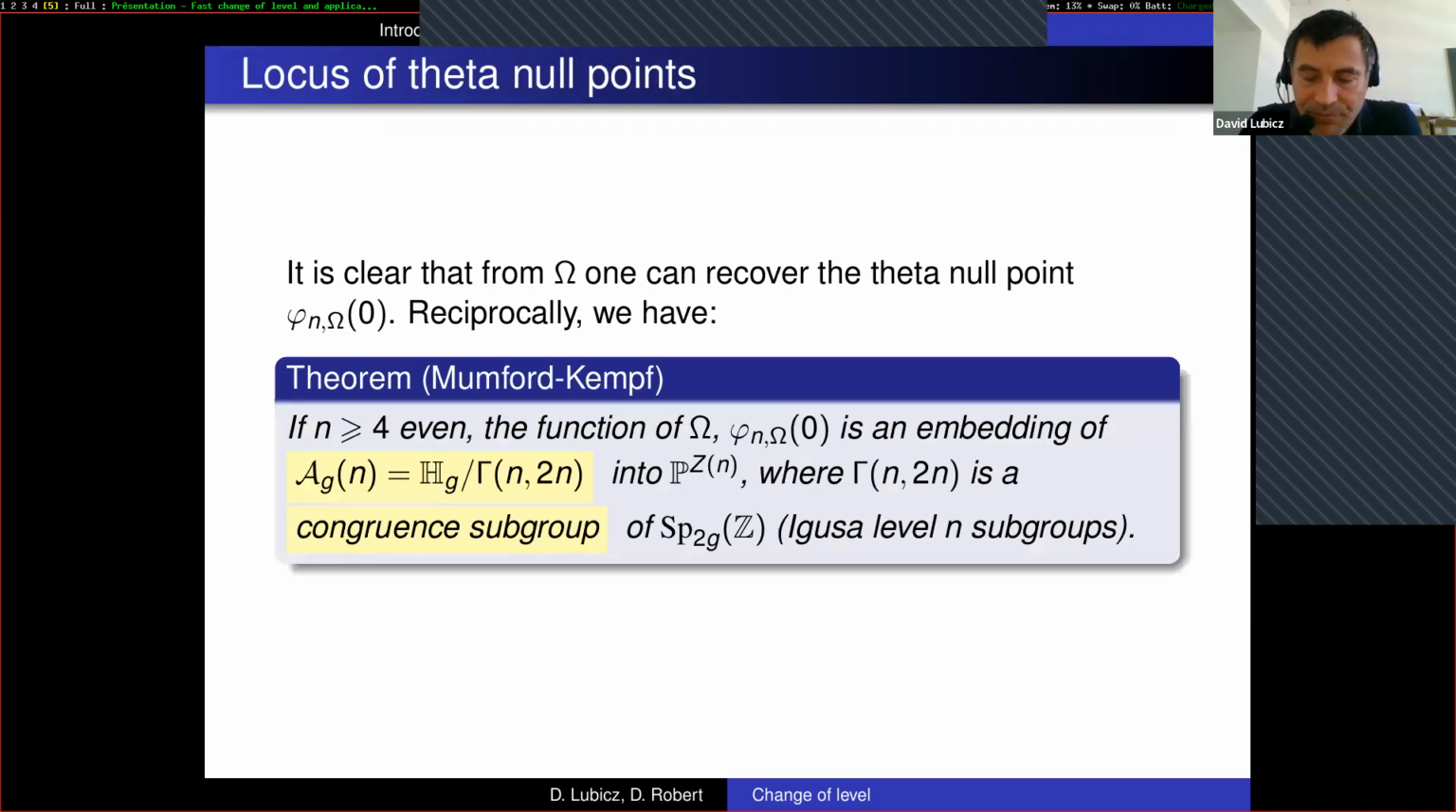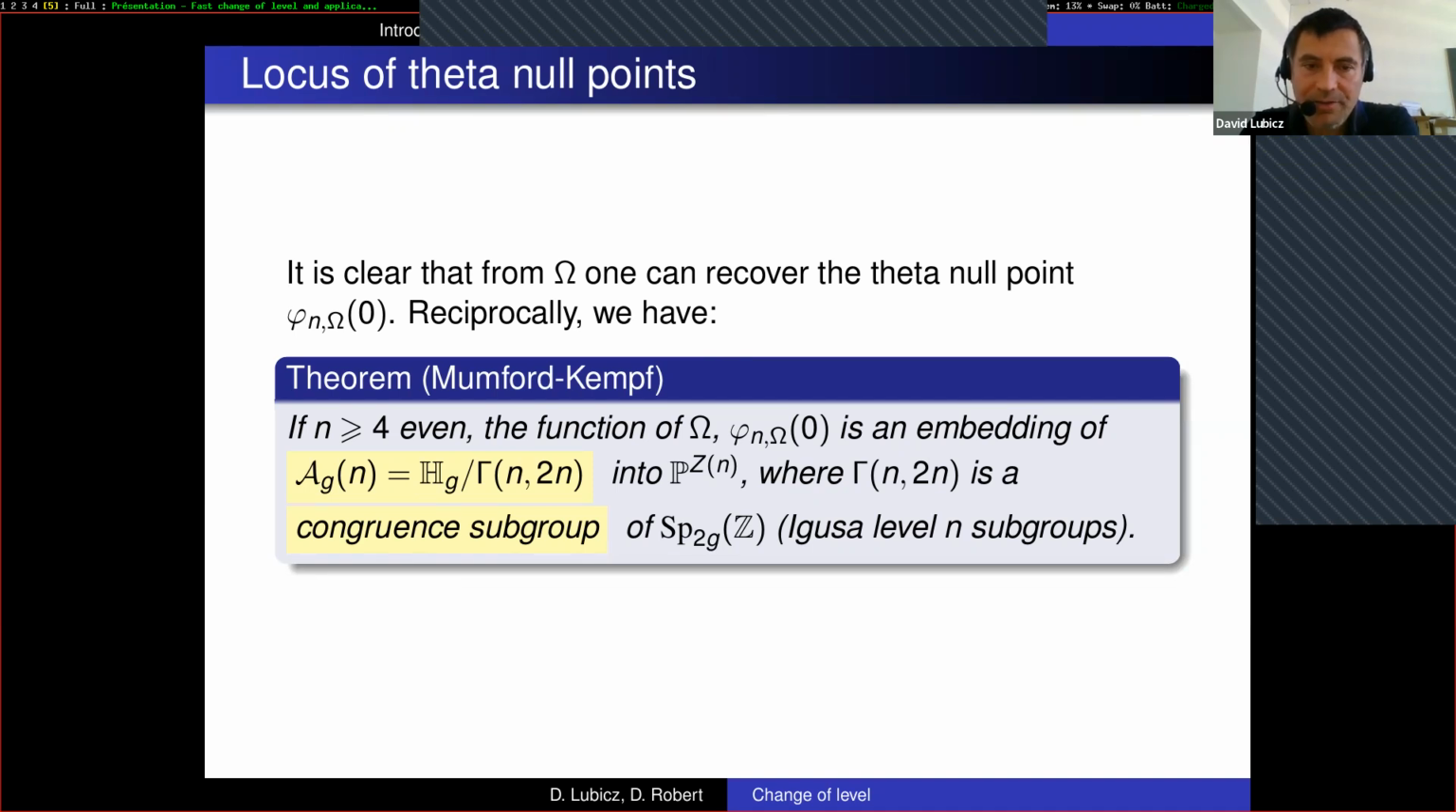So it is clear from what I've said before that from the knowledge of omega, one can recover the theta null point, but we would like to understand what extra structure, what extra knowledge we have on the Abelian variety when we give it by its theta null point.